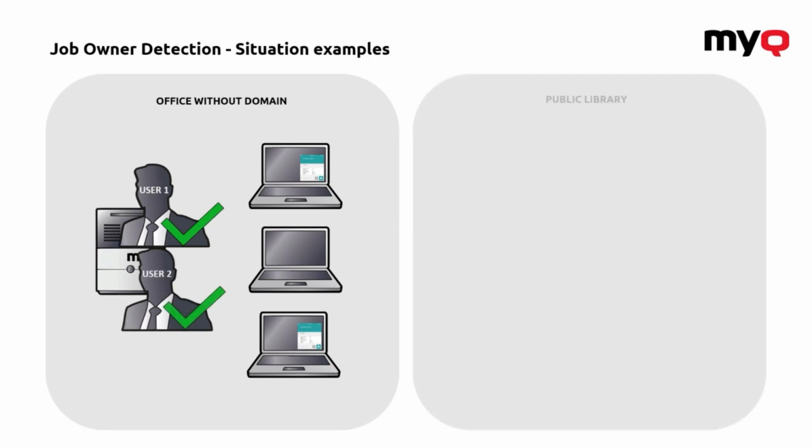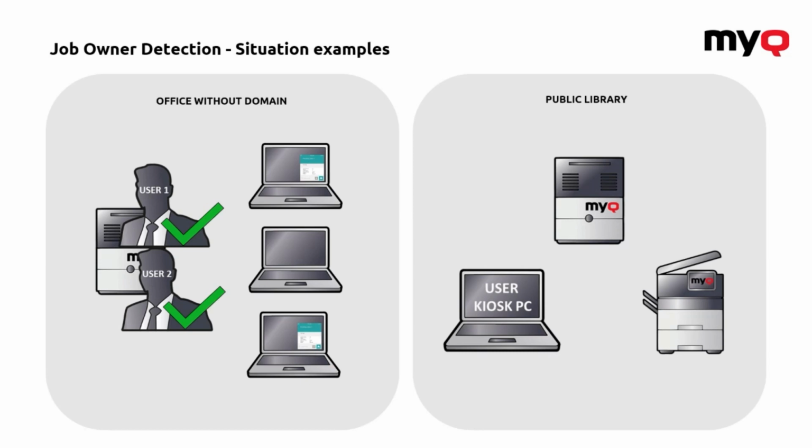The other option might be, for example, a public library that offers printing services to its users. To be able to display and explain this situation, I will just use one more option, and that's the user registration.